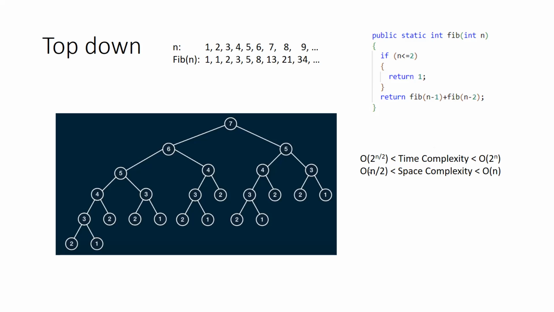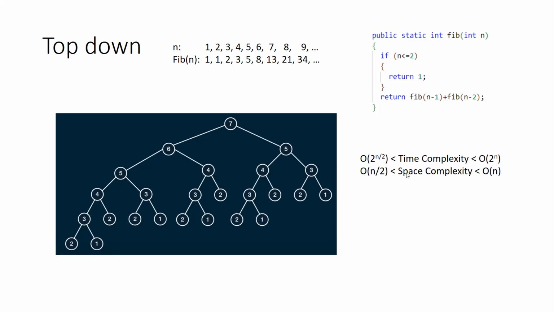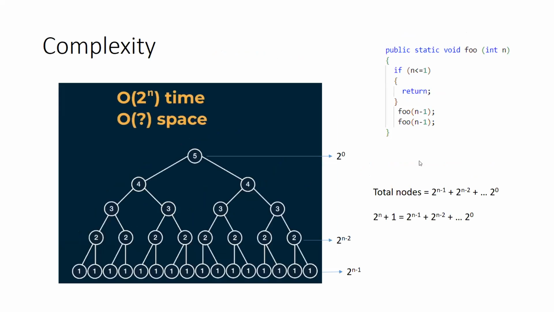Now, in the remaining video, what we are going to discuss is the time and space complexity of our recursive top-down approach. First we need to discuss how we arrive at the answer we have already told you: the time complexity is upper bounded by 2 to the power n, and lower bounded by 2 to the power n by 2. But how do we come to this conclusion?